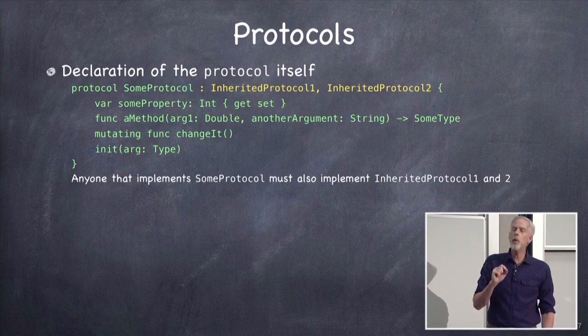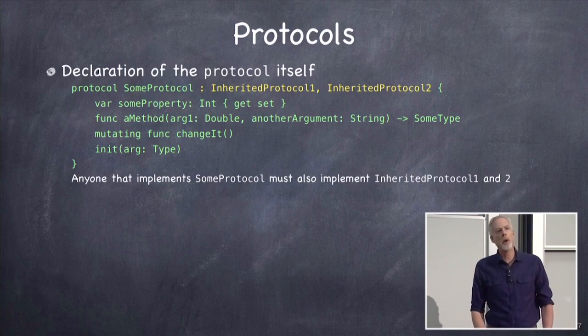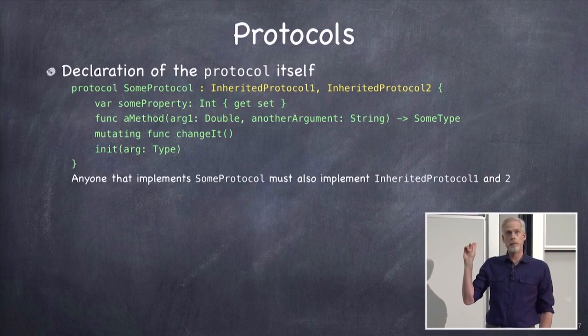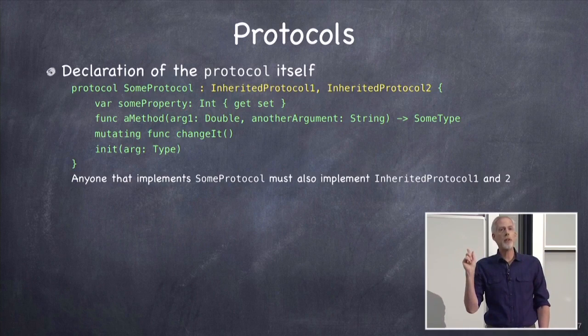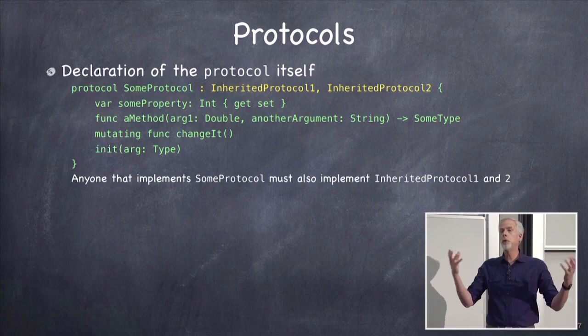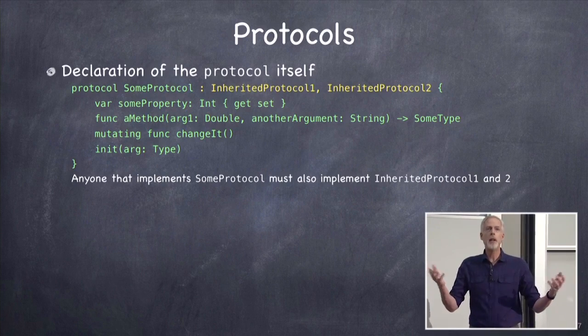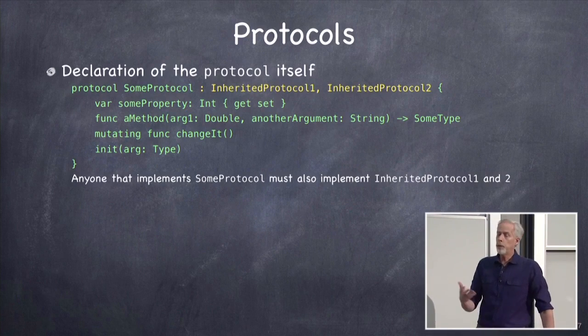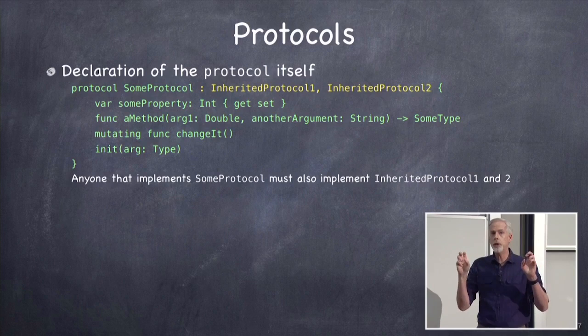And what it means is that anyone who wants to say, yeah, I implement SomeProtocol, they have to implement those too. Okay, they have to implement all three of these protocols, SomeProtocol and its two inherited protocols. So protocols essentially have multiple inheritance. How many people know what multiple inheritance is in object-oriented? Only a few of you. So multiple inheritance just means you could have two superclasses or three superclasses. Some languages support that. Swift does not, but Swift does support multiple protocols that you can inherit from.